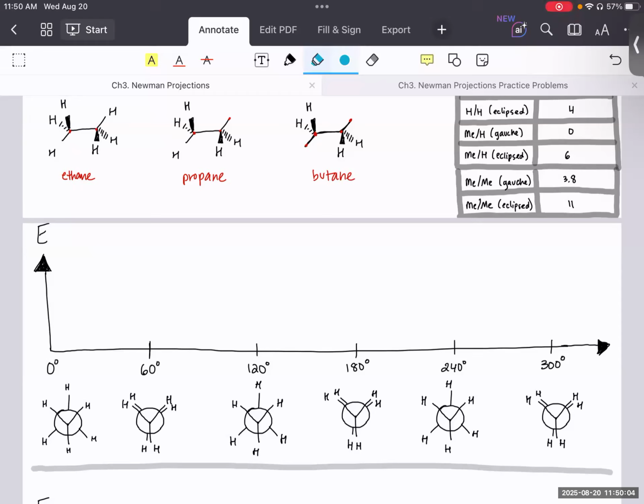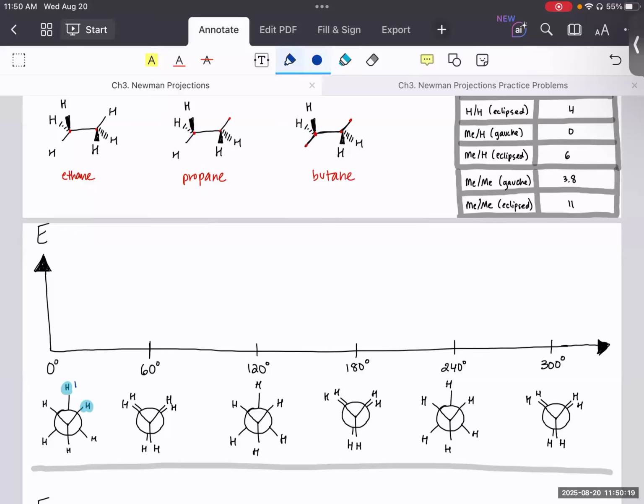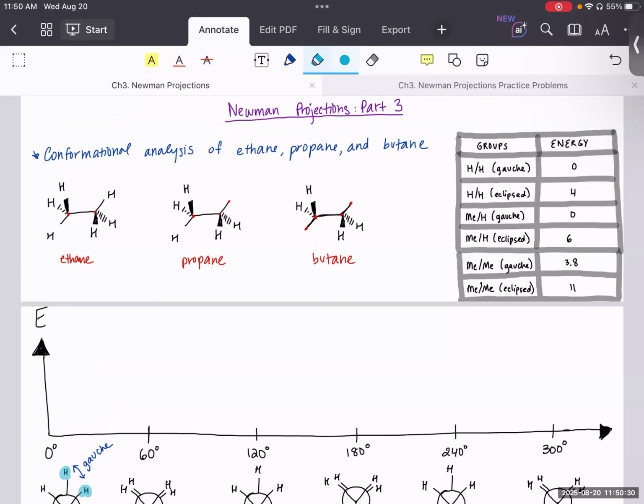To determine what the total energy contributions are to these different states, we first have to identify the types of interactions that we have. For the staggered state, we really only have hydrogen-hydrogen gauche interactions. If we take a look at our table up here, we can see that hydrogen-hydrogen gauche interactions have an associated energy of 0.